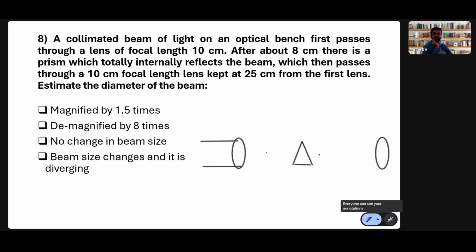the focal length should be somewhere around here, 10 centimeter. The beam should have some width here. After 8 centimeter, there's a prism which totally internally reflects the beam, so it neither deflects nor changes anything; it just passes through as it is. Then it passes through a 10 centimeter focal length lens kept at 25 centimeters from the first lens.